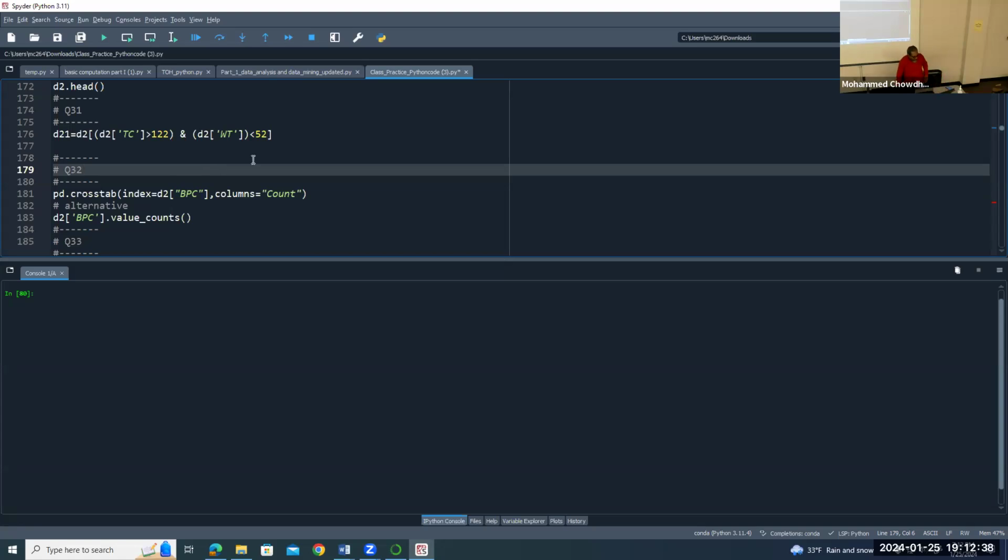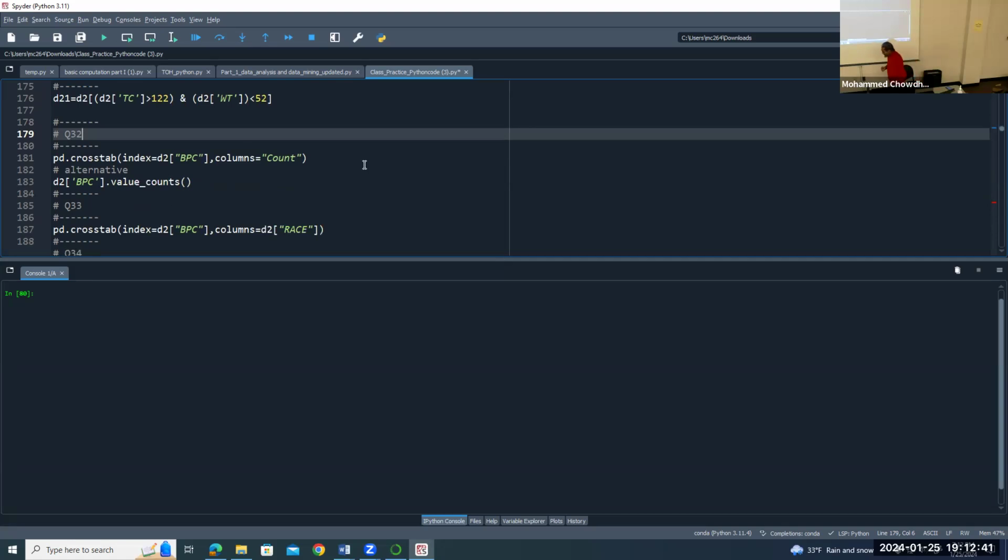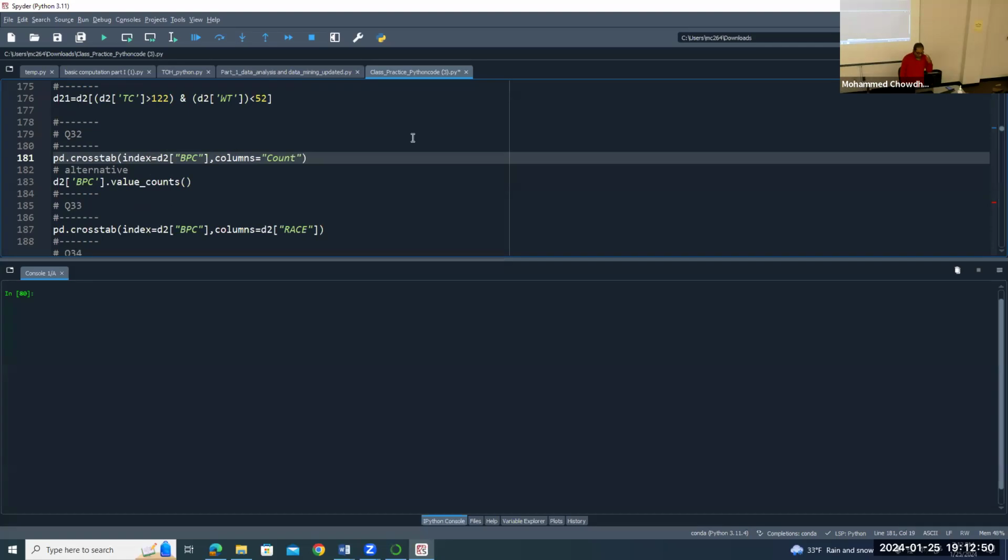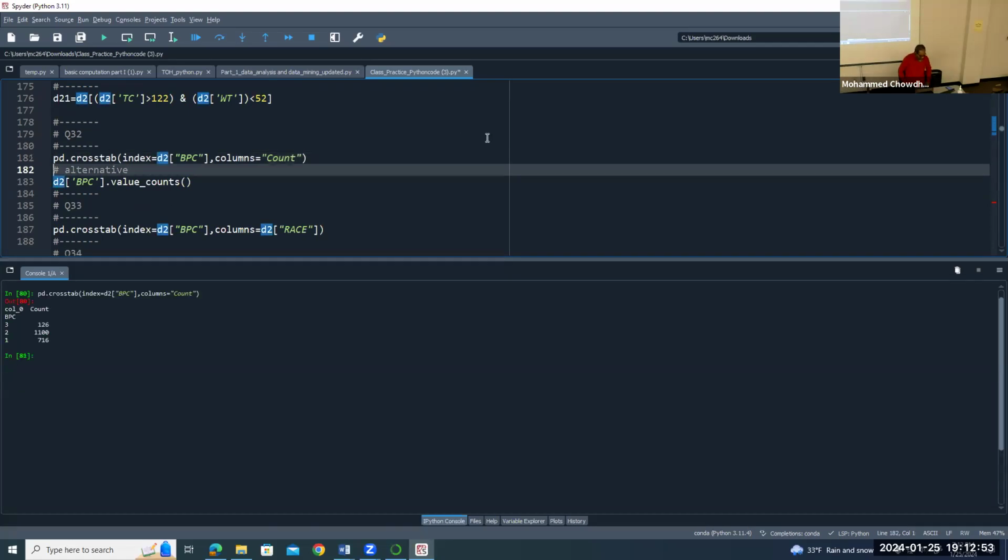Okay. Now, question number 32 is asking you to find the frequency. Okay, frequency. So I want to find how many blood pressure categories there are. If I run this, we see 3 blood pressure categories. There are 126 people. There are 2 blood pressure category, 1100 people, and there is one blood pressure category level with 716 people. So this is a frequency table for the blood pressure category variable.